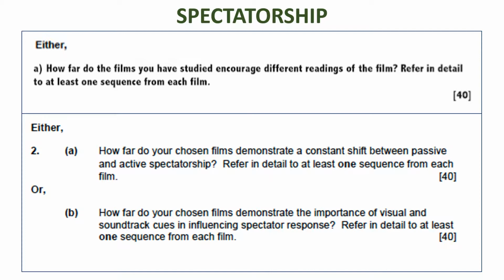So some of the former questions that have come up are on screen. How far do the films you have studied encourage different readings of the film? How far do your chosen films demonstrate a constant shift between passive and active spectatorship? And how far do your chosen films demonstrate the importance of visual and soundtrack cues in influencing spectator response? So as you can see, they're all about what defines our response as an individual to a film, but it could focus on technical elements or more broad ideological or what we call macro elements such as narrative, genre and ideology.